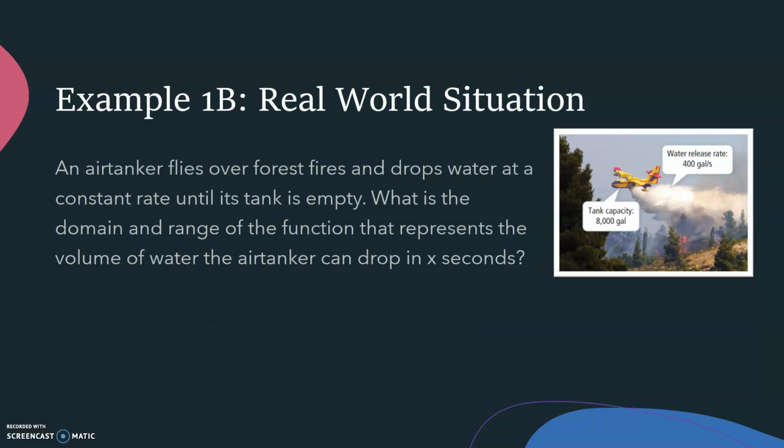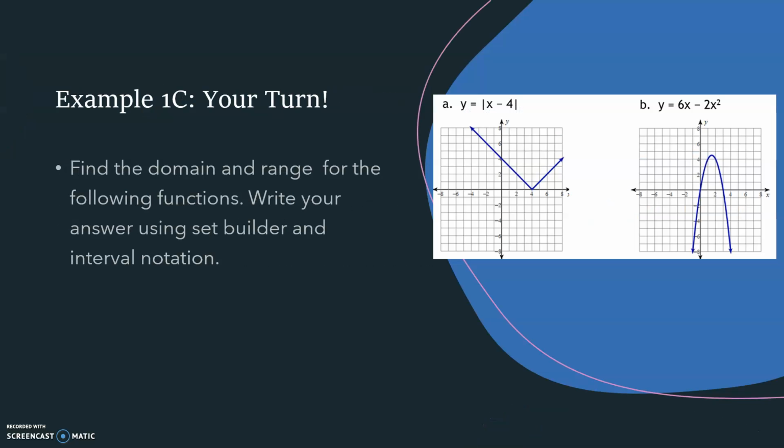We went over this real-world problem in class. I'm going to skip it for now and go to these graph problems. These are ones that I asked you to do in class, and I will quickly go through these two. The domain is going to be furthest left to furthest right. So the furthest left is negative infinity because it's going on. And then the furthest right is positive infinity. And in interval notation, that would be negative infinity to infinity.